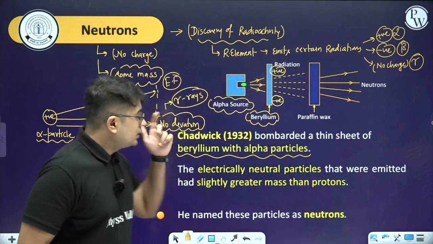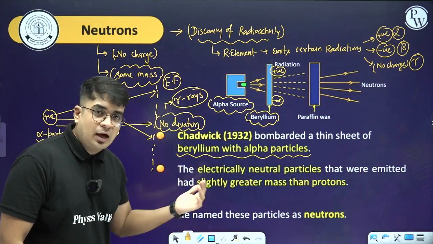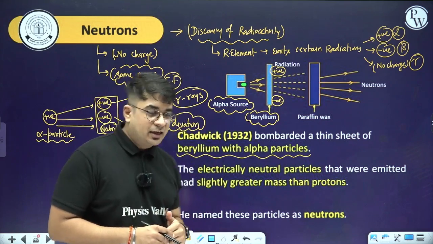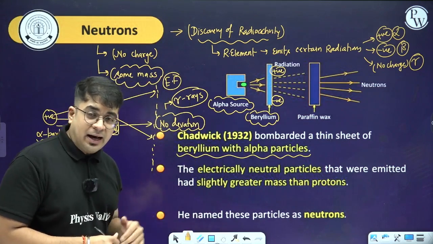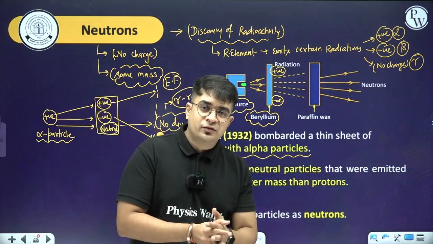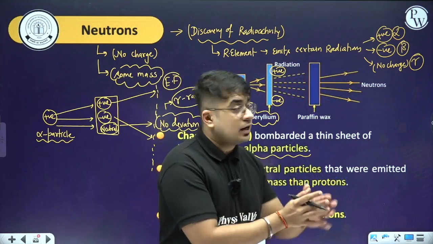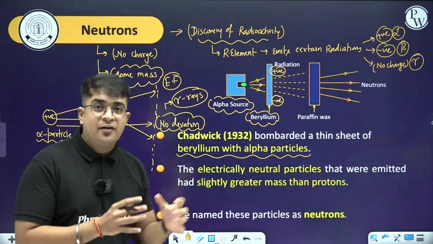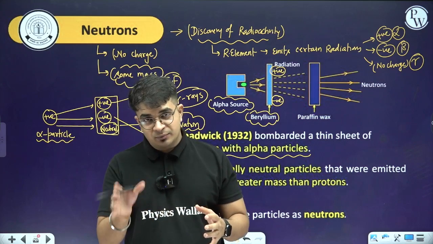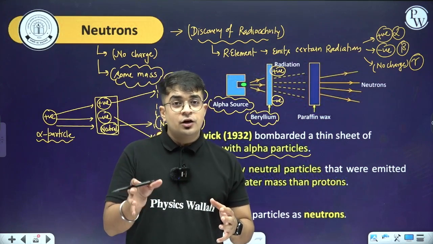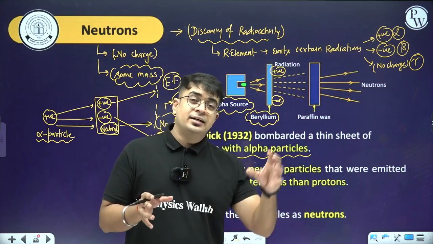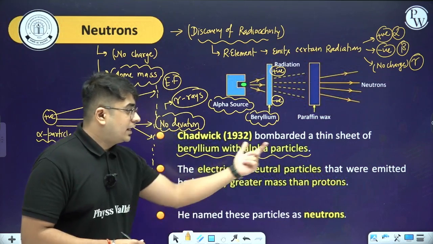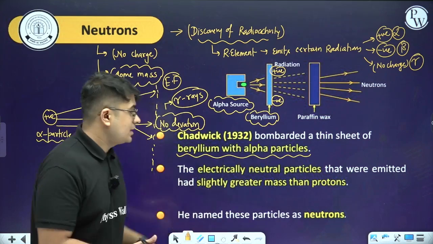So they compared these neutral rays which were appearing after the bombardment of alpha rays on the beryllium thin sheet. They thought that they were going to be gamma rays, and they matched their values, whatever values they were experimenting at that time, with the known gamma rays which were already discovered by the concept of radioactivity. After matching those results, they found out that this particle which appears to be originating from the beryllium is actually entirely different from the gamma rays. The electrically neutral particles that were emitted had a slightly greater mass than the protons.